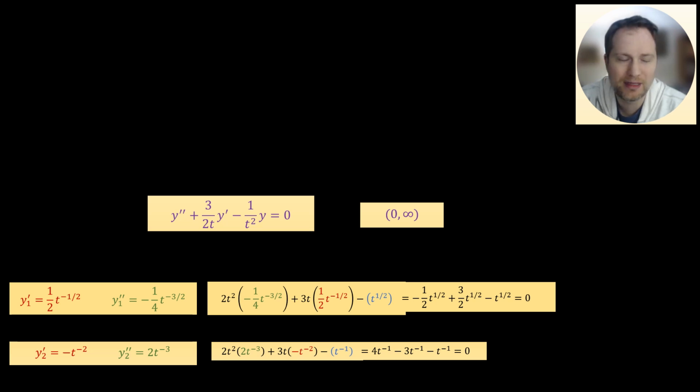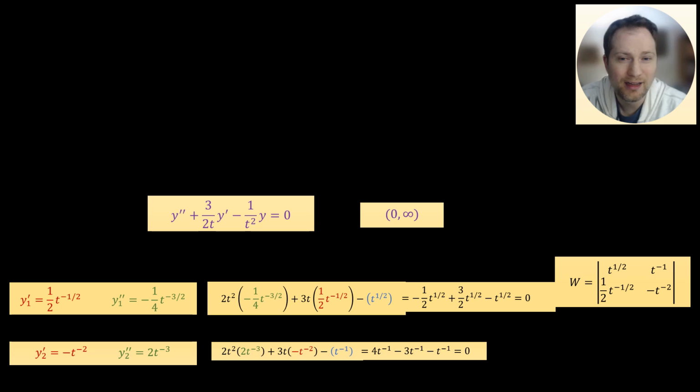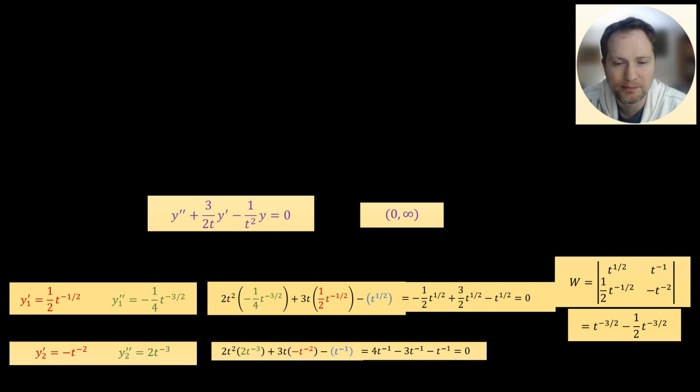But we have this guarantee from the theorem in section 3.2 that if the Wronskian is not 0, then this does in fact form a fundamental set of solutions. So let's take a look at the Wronskian. Remember, it's this matrix determinant where we have in the first row loaded in the two functions, and in the second row we've loaded in their derivatives. Now we compute the determinant. Here we get -3/2 times t to the -3/2. And for our interval, that is never 0. So therefore, these do in fact form a fundamental set of solutions on the interval.